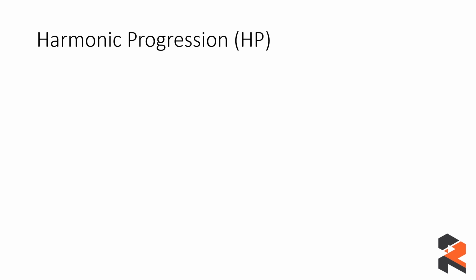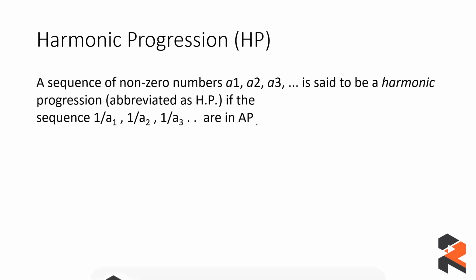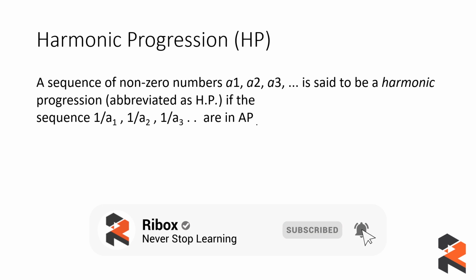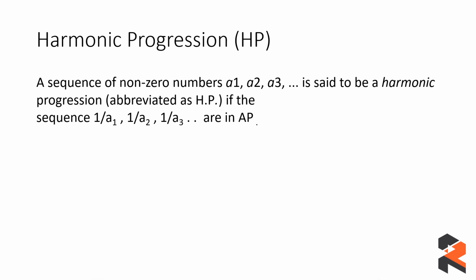Now let's look at harmonic progression, which is the third part in the progression which students just skip because it's too much for them to handle AP and GP. However, to clear the confusion out, harmonic progression is nothing but the inverse of AP. That's it. That's the most basic or the easiest way in which you can learn harmonic progressions. A sequence of non-zero numbers is said to be a harmonic progression if the sequence 1 by A1, 1 by A2, 1 by A3 are in AP.